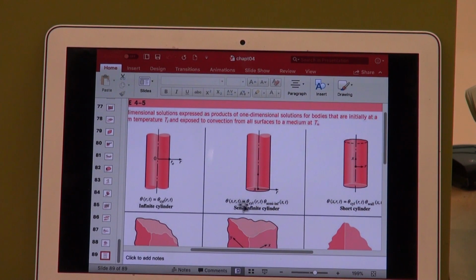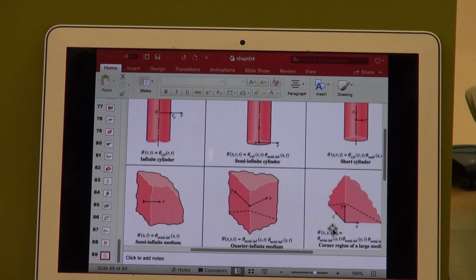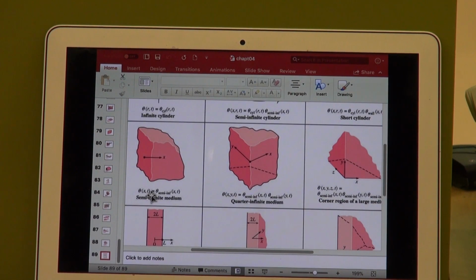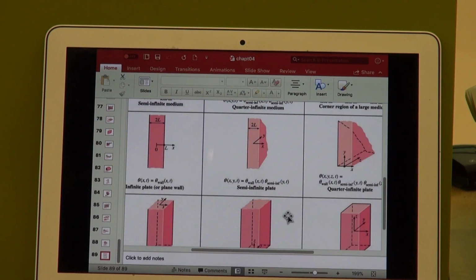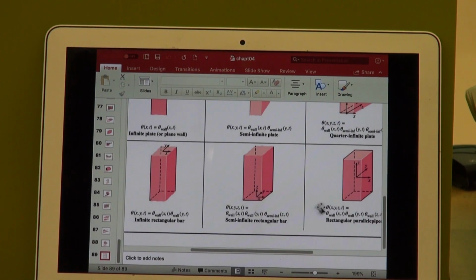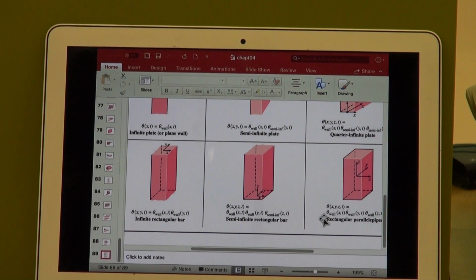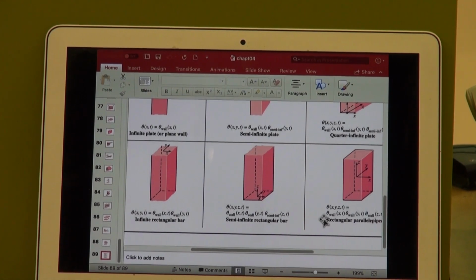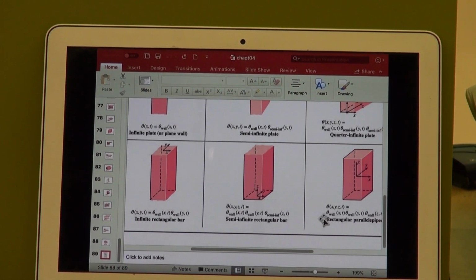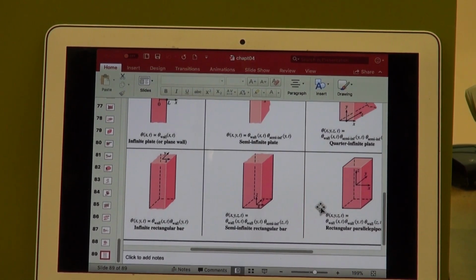Okay, so there are some of the solutions: what is called the infinite cylinder, the semi-infinite cylinder, and the short cylinder, and the solution is in terms of a non-dimensionalized format. There are also different types of corners that can be generated, and different types of geometries. Your textbook is not complete. There are more solutions available, but these are some of the important ones that you can take note of.